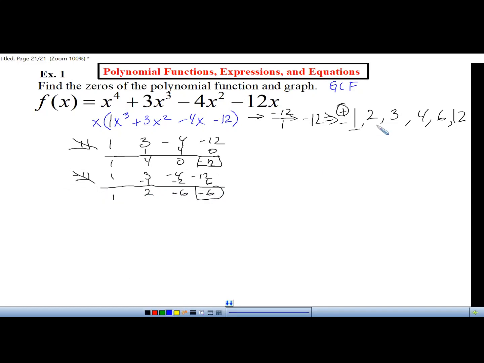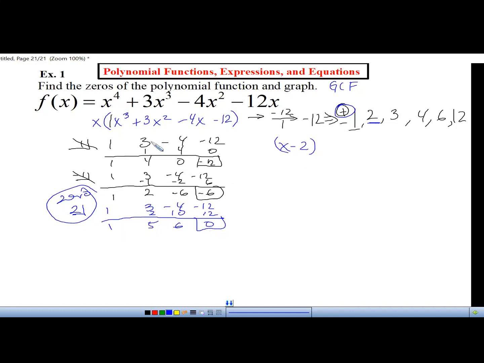Let's switch to blue. I'm going to do +2. 2 times 1 is 2, combined that's 5. 2 times 5 is 10, combined that's 6. 2 times 6 is 12, combined that's 0. This is our 0. All right, so how do we write that 0? According to what we did in the past, that +2 becomes x minus 2.